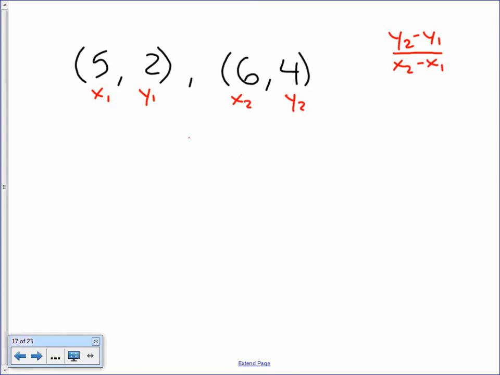So y2 minus y1, so 4 minus 2, over 6 minus 5. 4 minus 2 will give me a 2. 6 minus 5 will give me a 1. 2 over 1, I can break that down. That just gives me a 2.